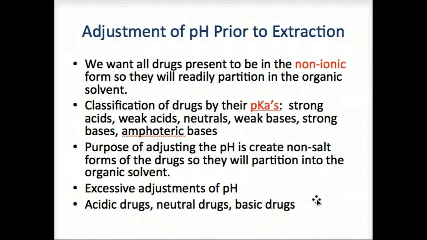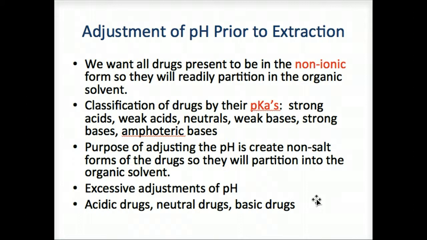Neutrals, no acidic or basic functional group, extractable at all pHs. Weak bases, neutral below pH 5 or 6. Strong bases are unionized from pH 7 and greater, and amphoteric bases that have both amine and phenolic groups.